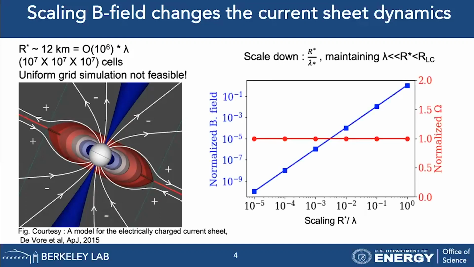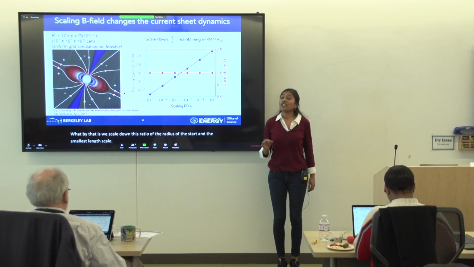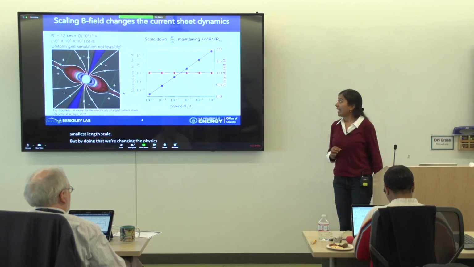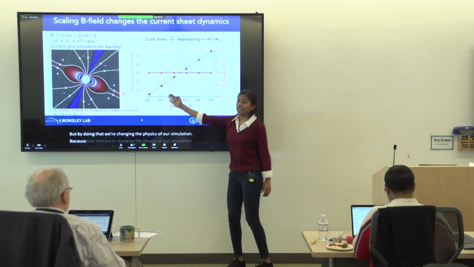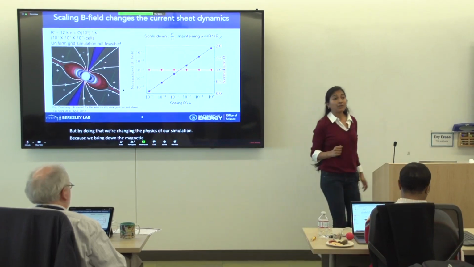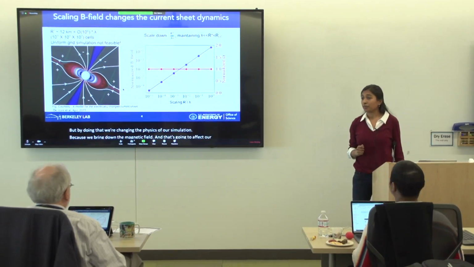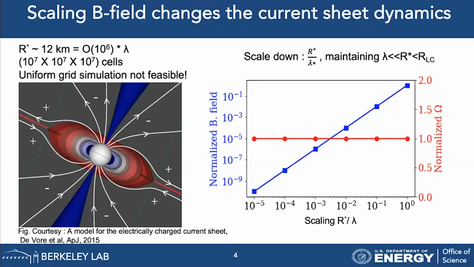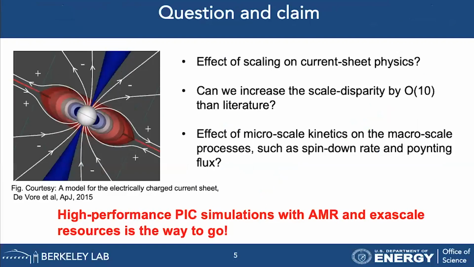And so typically what is done is we scale down the problem. What I mean by that is we scale down the ratio of the radius of the star and the smallest length scale. But by doing that, we are changing the physics of our simulation, because we bring down the magnetic field, and that's going to affect our predictions from the simulation. But if we need to understand the effect of that scaling on the electromagnetic radiation, we need to be able to perform simulations.